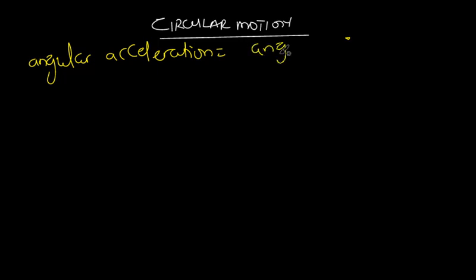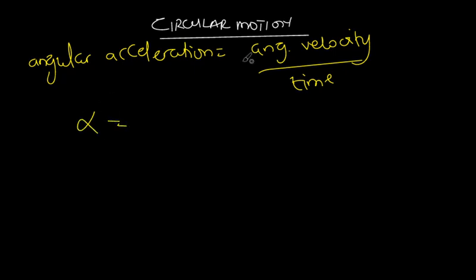Okay, so angular acceleration. Now, just like we saw in angular velocity, angular acceleration is also equal to what? Angular velocity divided by time. So angular acceleration is represented by alpha, and it is equal to what? Angular velocity, which is just w, divided by time.